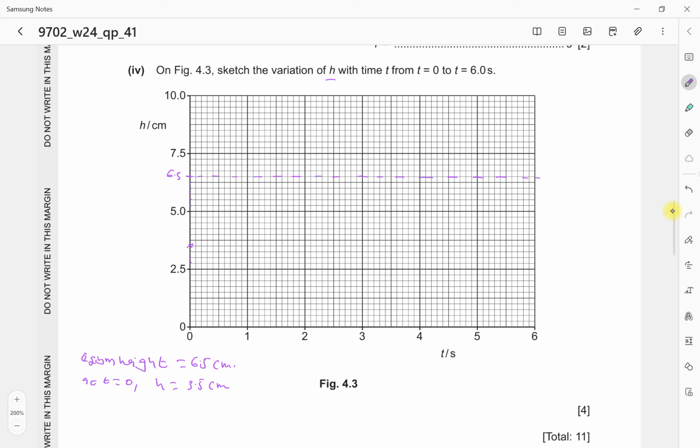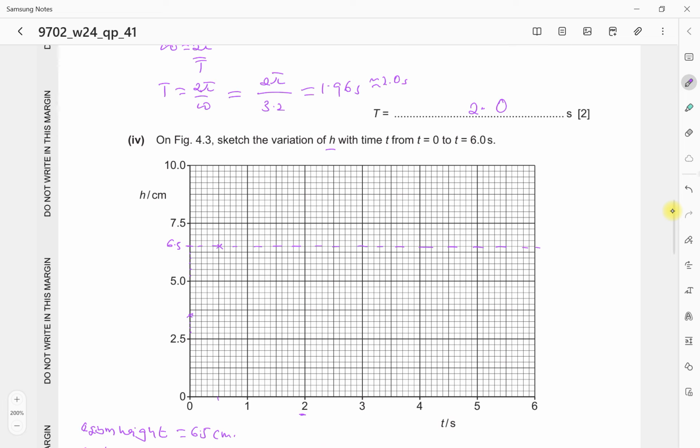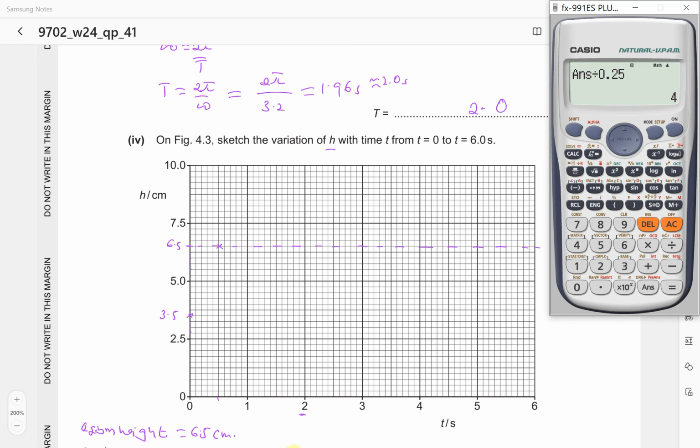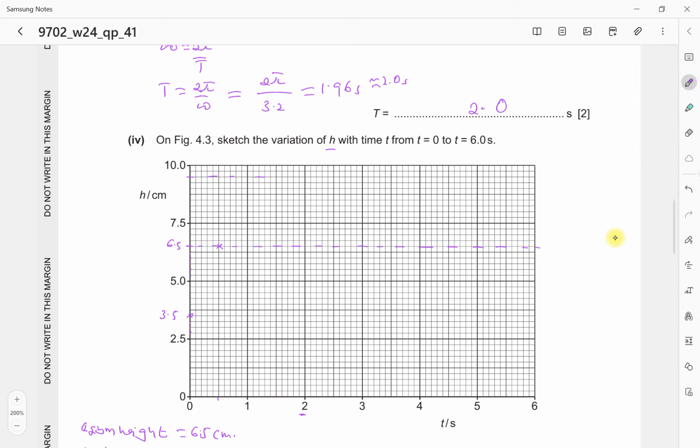Then at a quarter of a cycle, because the period was 2, the body goes to equilibrium, which will be here. At half a cycle, the body goes to maximum displacement. Maximum displacement is 9.5. Let me see how many squares I subtract from 10. I think those are 2. 9.5 could be here. So our graph will not go beyond this, and it will not go beyond this.